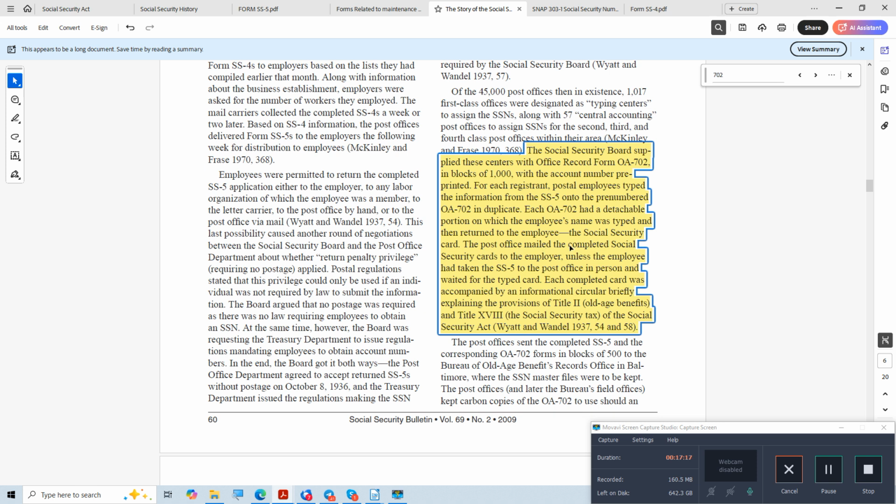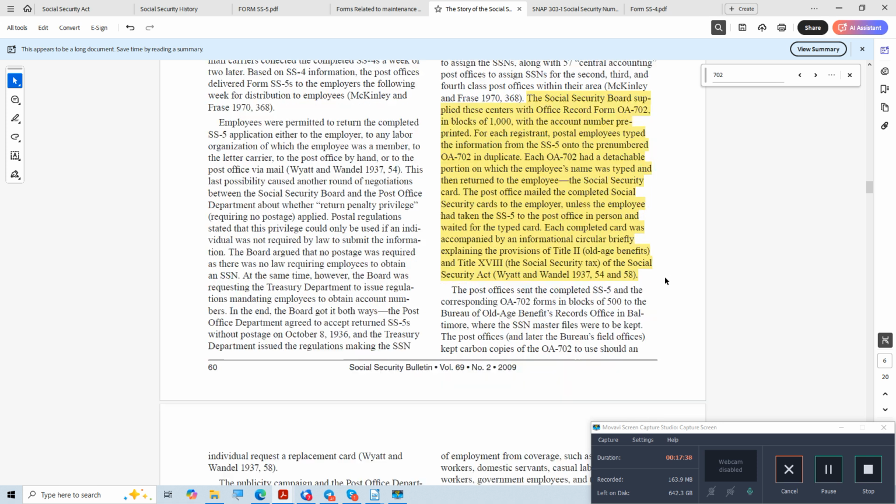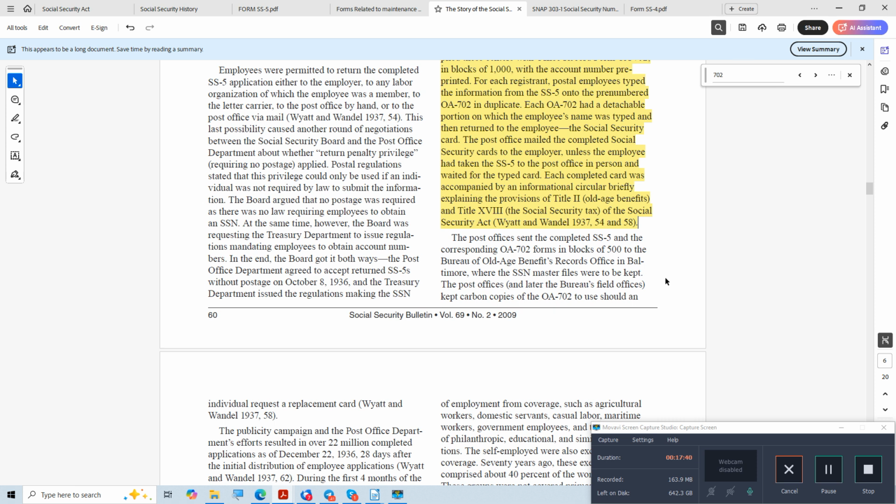The post office mailed the completed Social Security card to the employer unless the employee had taken the SS5 to the post office in person and waited for the typed card. Each completed card was accompanied by an information circular briefly explaining the provisions of Title II, old age benefits, and so forth and so on. So, they gave them too many choices, and so I'm sure they messed it up all sorts of different ways. But the point is that the proper form is an OA 702, and that's never changed.